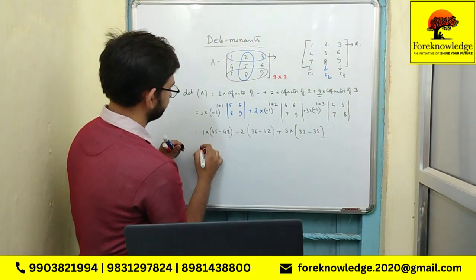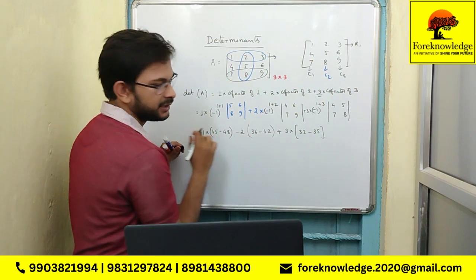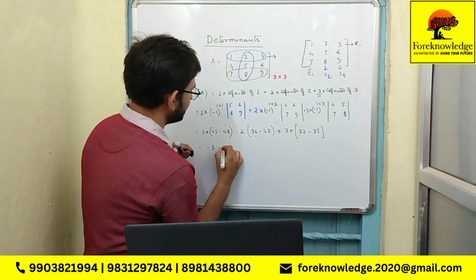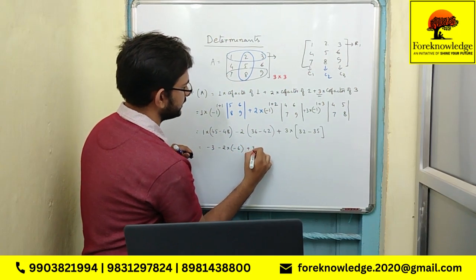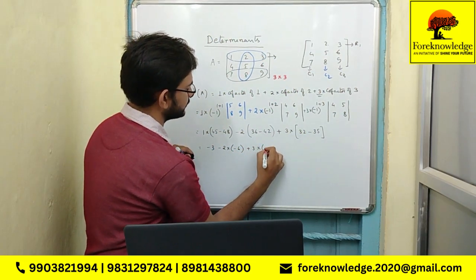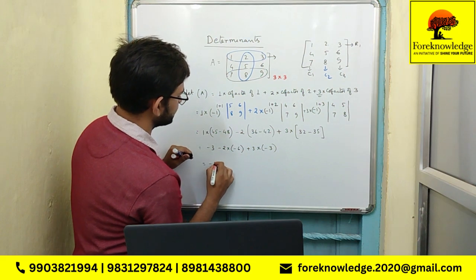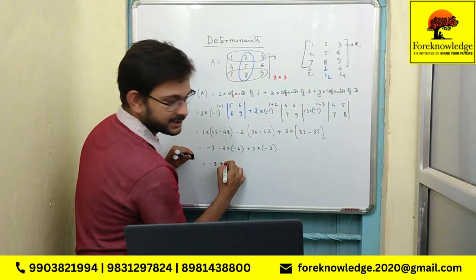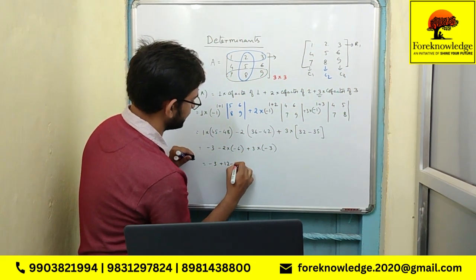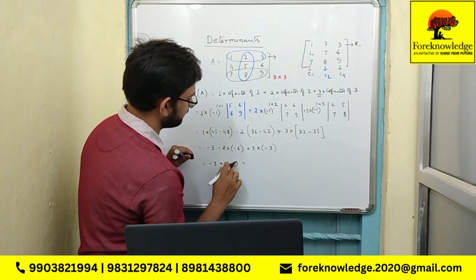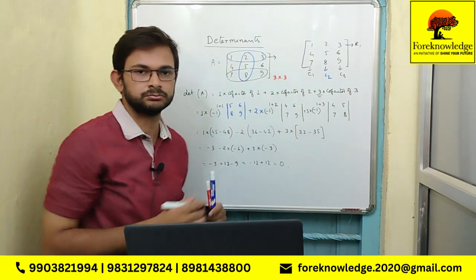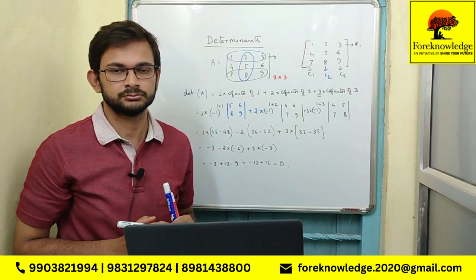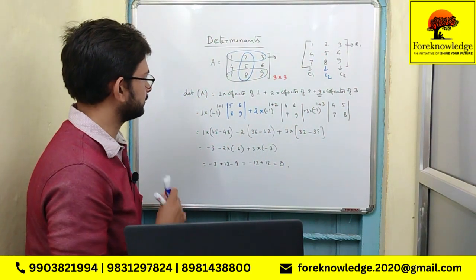Calculate. Minus 3, 45 minus 48 is minus 3. Minus 2 into, this is minus 6, plus 3 into, this is minus 3. So minus 3 plus minus 2 into minus 6 is minus 12, minus 9. So minus 3, minus 9, minus 12, plus 12, this is 0. Simple? Yes.